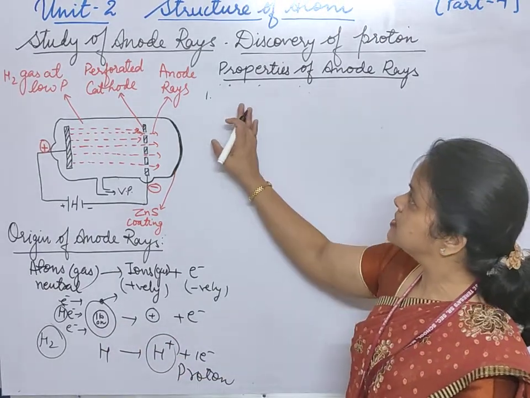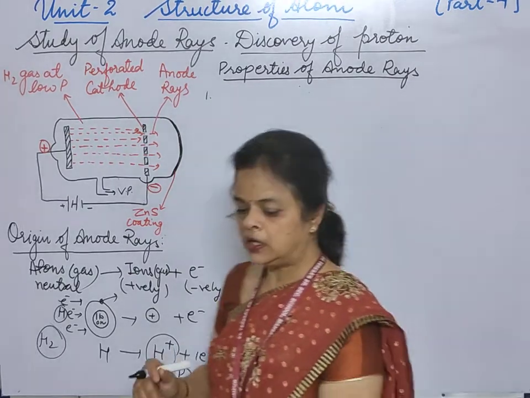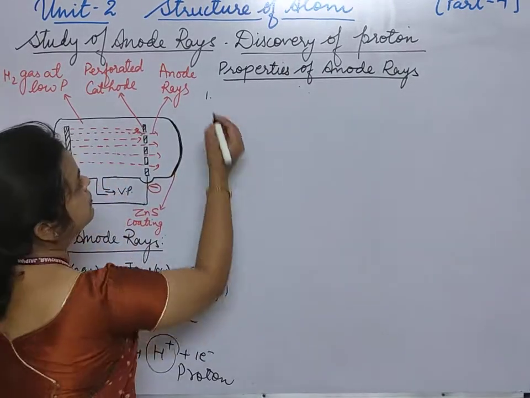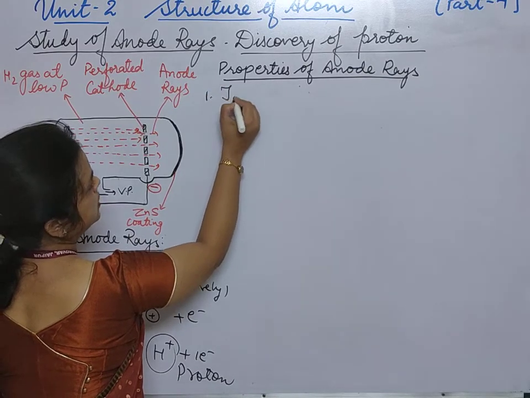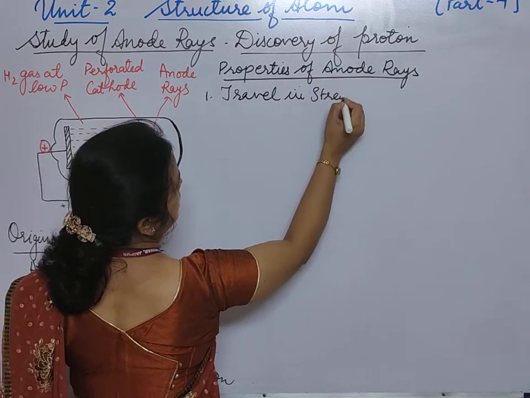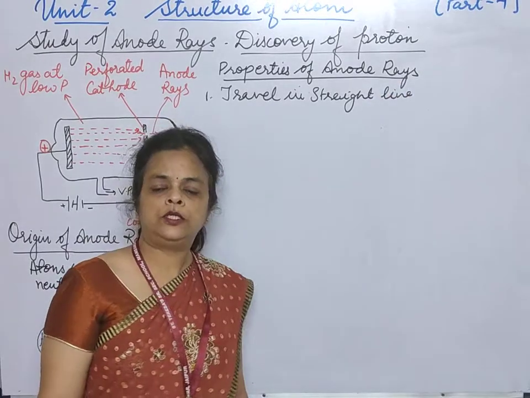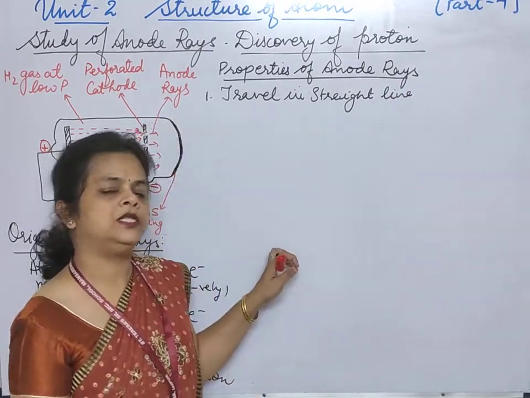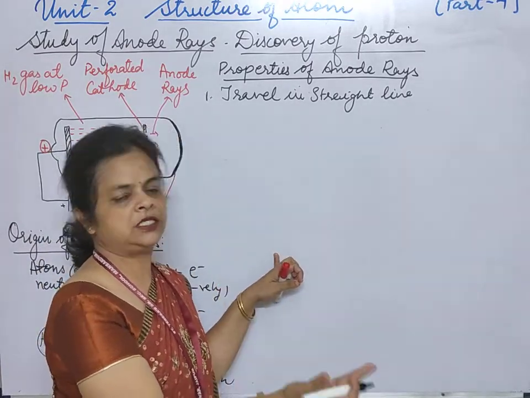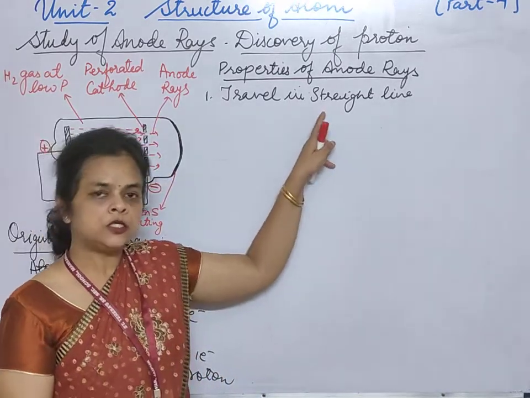Okay, now we will discuss the properties of anode rays. What are the various properties of the anode rays? They have the same properties as the cathode rays. First, they also travel in a straight line. How will you prove that they travel in a straight line, students? Like in the cathode ray tube experiment, we saw that if a paddle wheel, or any object, is placed in their path, they cast its shadow behind. So it shows that they are traveling in a straight line.